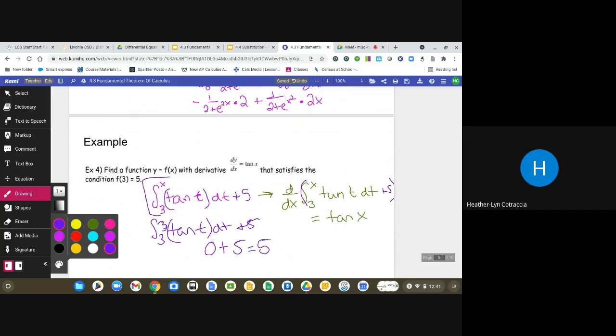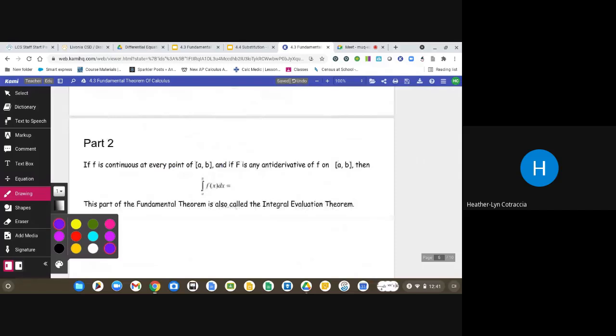So here's my final answer. Again, you're not going to like it because it has a tangent left in it and an integral. Not the tangent part, the integral part, but that's just how it is. Okay, so part 1 was all about derivatives of antiderivatives. So now we're going to go into part 2, and part 2 is a little bit more fun with our integral evaluation theorem.